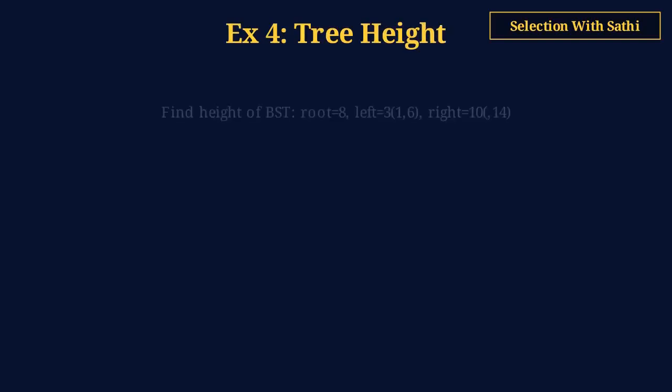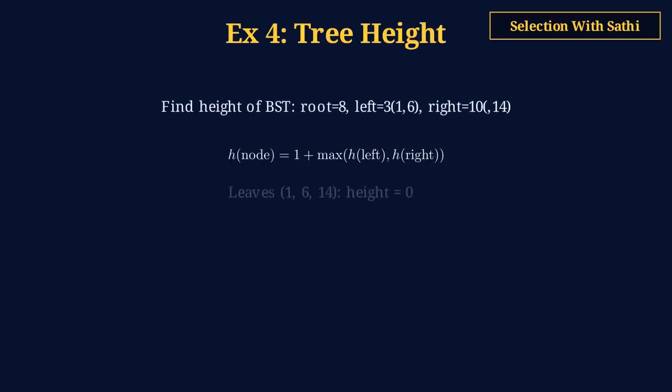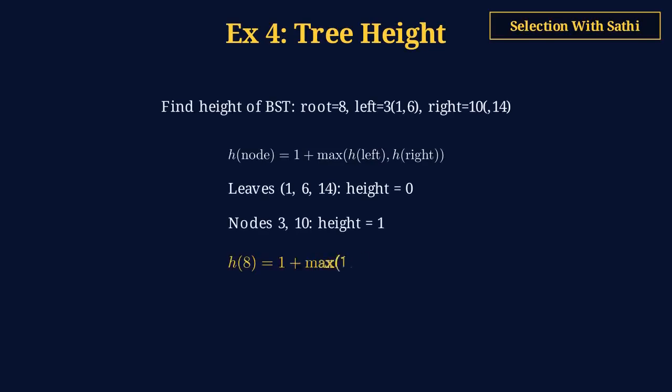Finding the height of our BST. We use the recursive formula: height equals 1 plus the max of left height and right height. Leaf nodes 1, 6, and 14 have height 0. Node 3 has height 1. Node 10 has height 1. Root 8 has height 1 plus max of 1 and 1, which is 2. The height of this BST is 2.